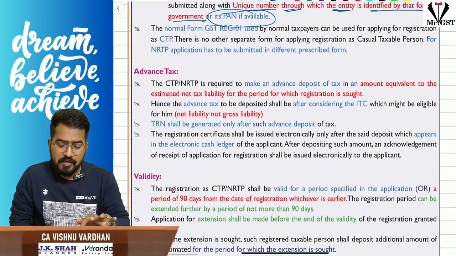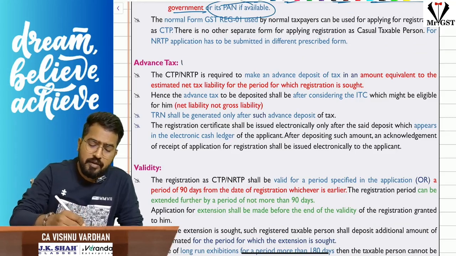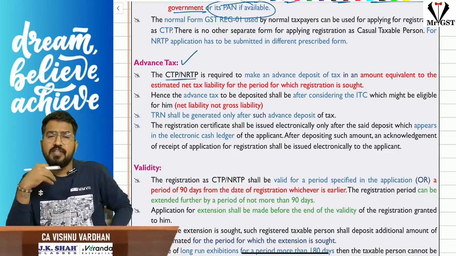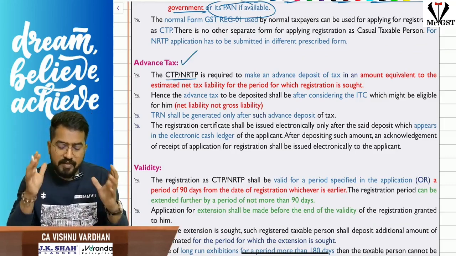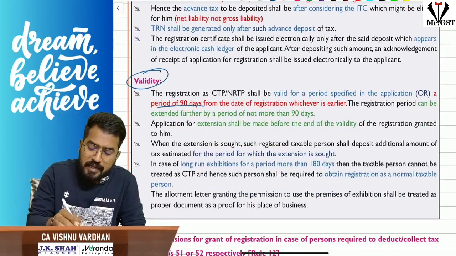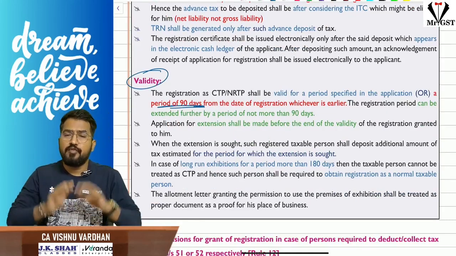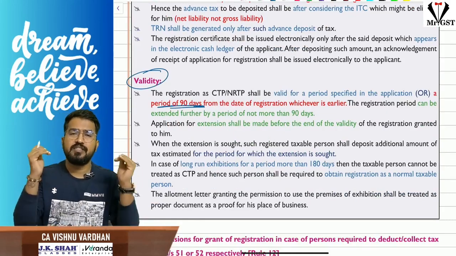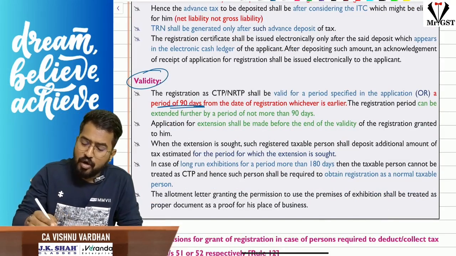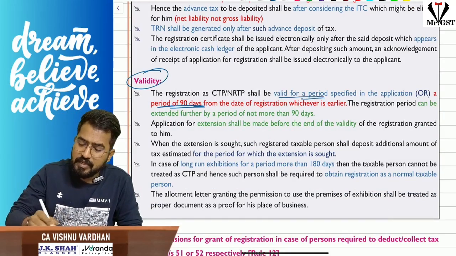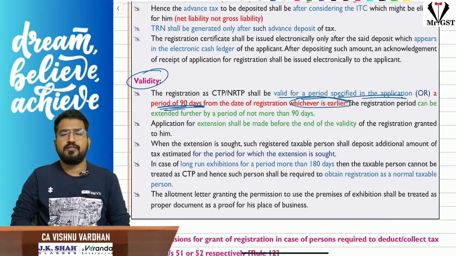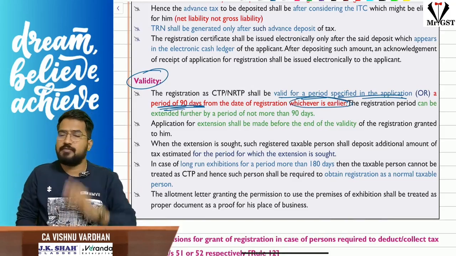Now one interesting thing for CTPs and NRTPs: when they apply for registration, the registration validity granted is 90 days maximum. If you ask for 10 days, you will get 10 days. If you ask for 100 days, you will get 90 days. That means the period specified in the application or 90 days, whichever is earlier, or we can say whichever is less. That means a maximum of 90 days.